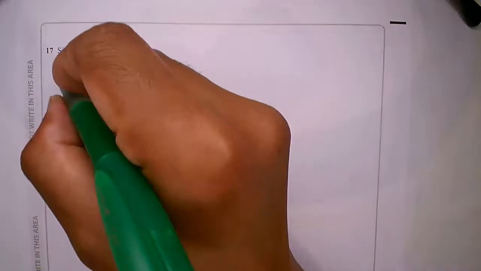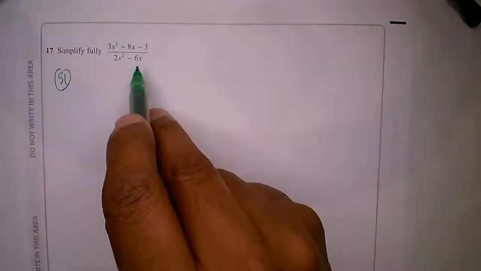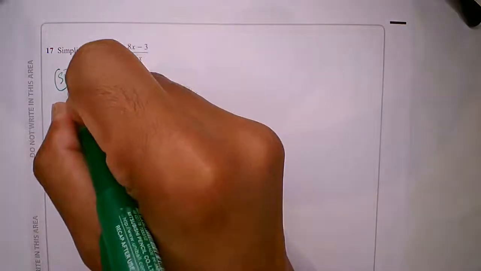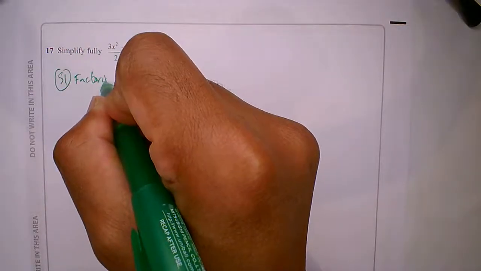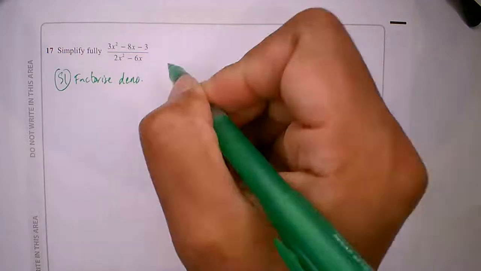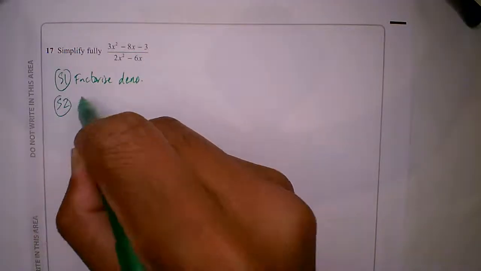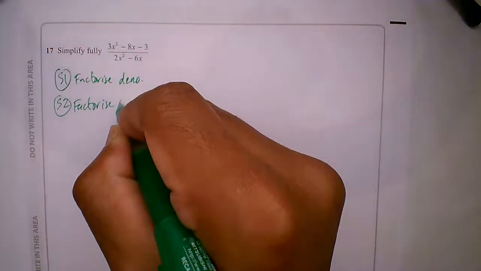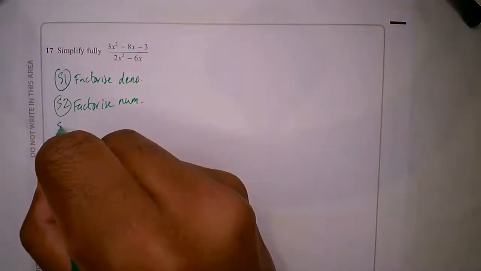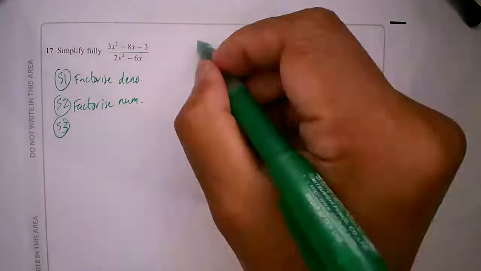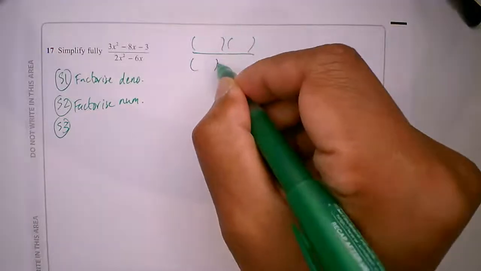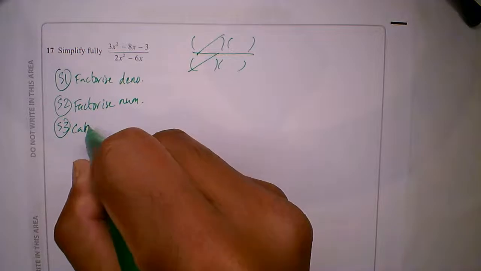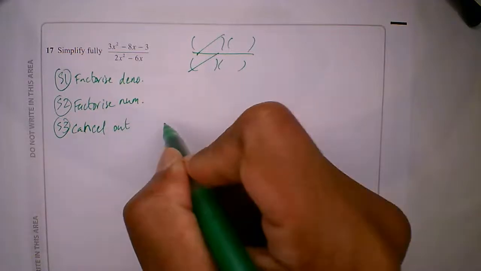So step 1 is I need to factorize, because there's only 2 terms here. Let me factorize the bottom, the denominator. And then step 2 is I'm going to factorize the numerator. And then usually with these kind of questions, I'm going to have something that cancels out. So step 3 will be cancel out. That's what I'm looking for.